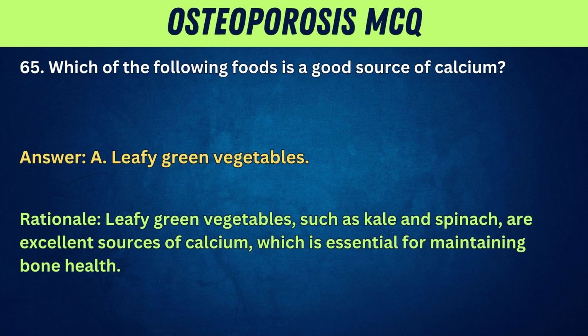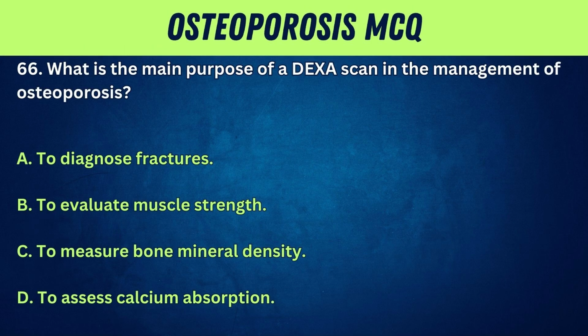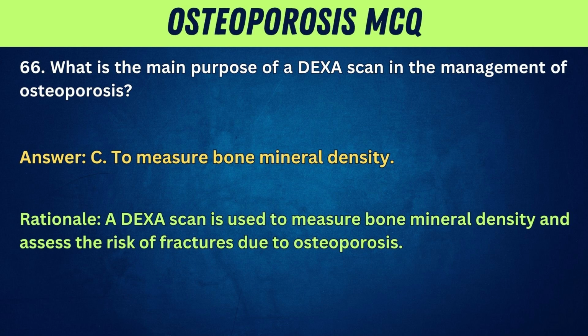Rationale: leafy green vegetables, such as kale and spinach, are excellent sources of calcium, which is essential for maintaining bone health. 66. What is the main purpose of a DEXA scan in the management of osteoporosis? A. To diagnose fractures. B. To evaluate muscle strength. C. To measure bone mineral density. D. To assess calcium absorption. Answer: C. To measure bone mineral density.